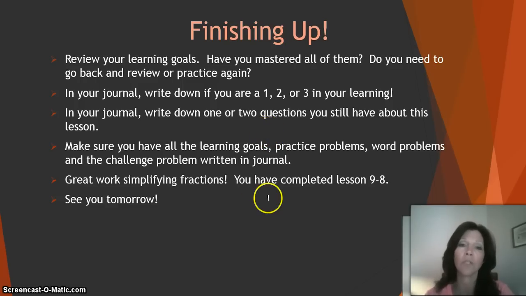So write down 1 or 2 questions you have possibly for your teacher. Make sure that you've got all your learning goals, practice problems, word problems, and your challenge problem written in your notebook. Bring it to school tomorrow and we will check.